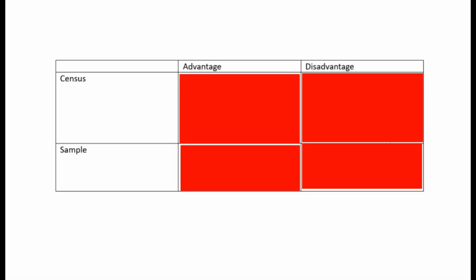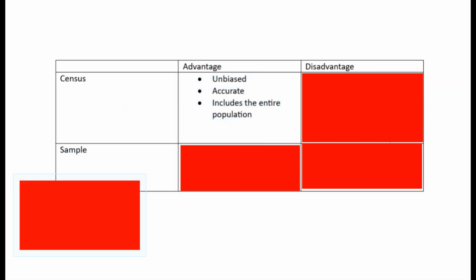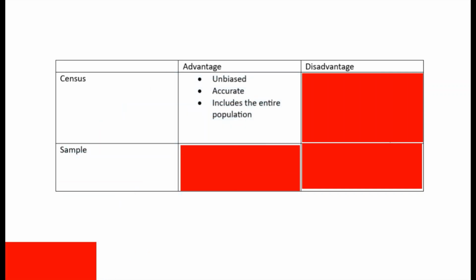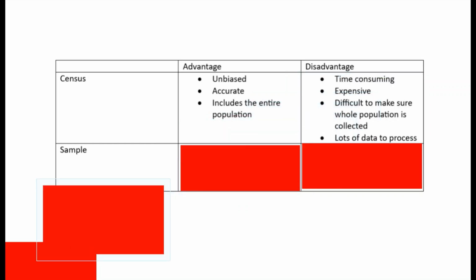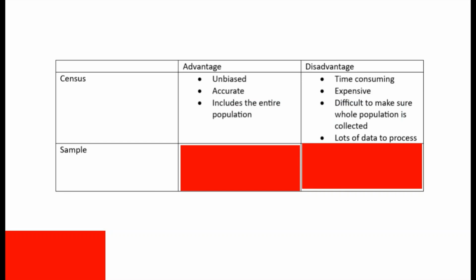So, if we look at the advantages and disadvantages of both a census and a sample, a census is unbiased because it takes data from everyone, it's accurate, and includes the entire population. But the disadvantages are that it's time consuming because you have to get that data from everyone in your population. It's expensive, again, because you have to get data from everyone. It's difficult to make sure the whole population is collected, and it's a lot of data to process once you've got that data.